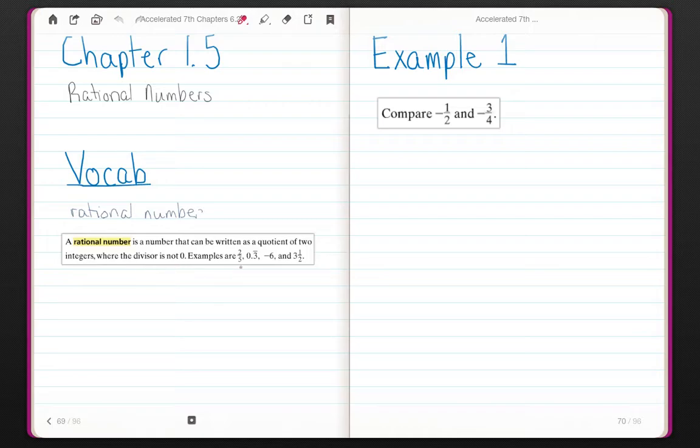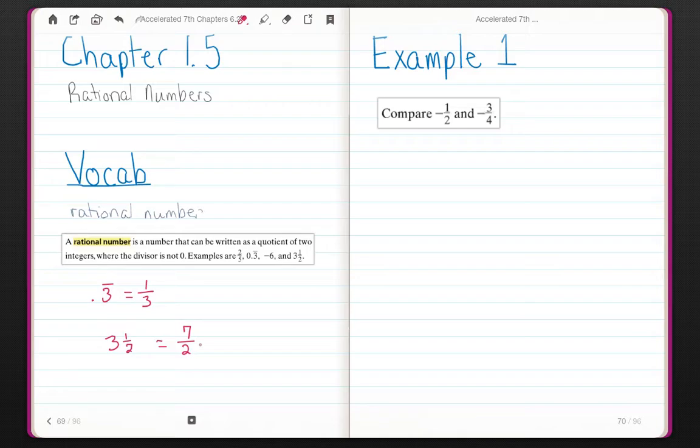So for example, 2/5, 2 over 5, both integers. It's a rational number. 0.3 repeating is a rational number because that is the decimal form of 1/3. And 1/3 has the integers 1 and 3. -6 is a rational number. And 3/2 is rational because 3 is a whole number and 1/2 has 1 over 2. But it could also be written as 7/2, and 7 and 2 are both integers.